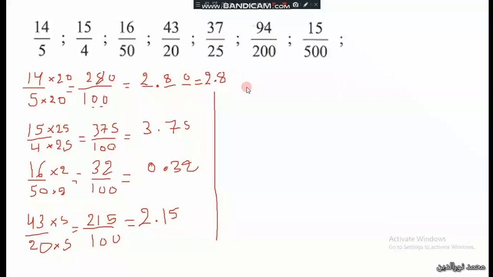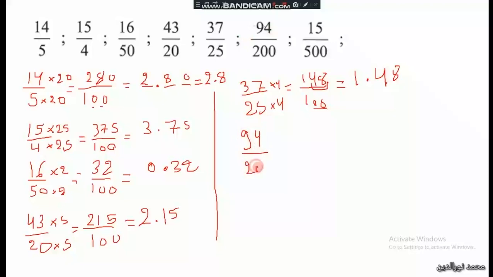And then we have 37 over 25. 25 to be 100 is multiplied by 4. And we do the same for the numerator. So over 100. 4 times 7 is 28. And we carry 2. 4 times 3, 12, plus 2, 14. And as a decimal number, we have two decimal digits. So 4 and 8 are the decimal digits. So 1.48.